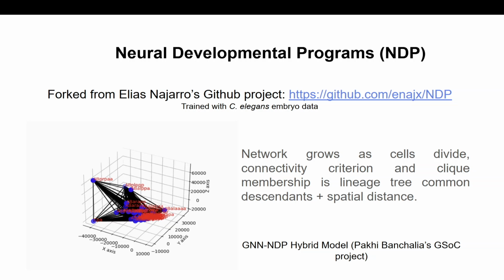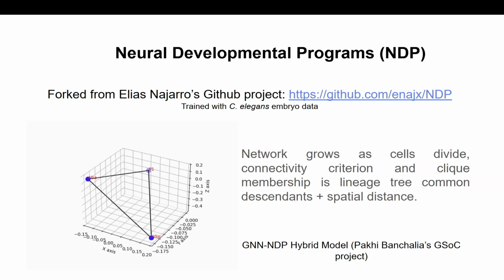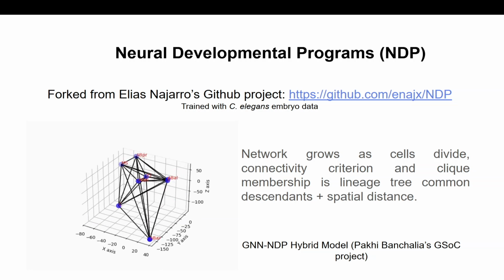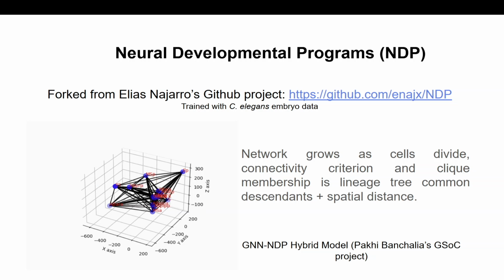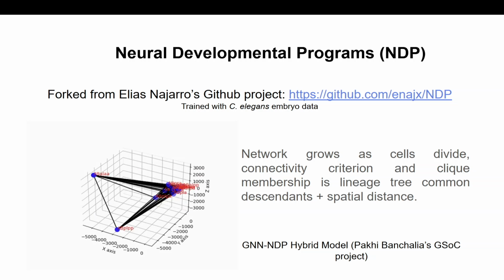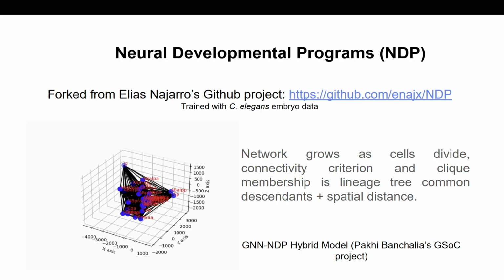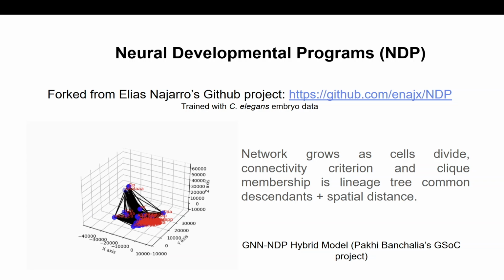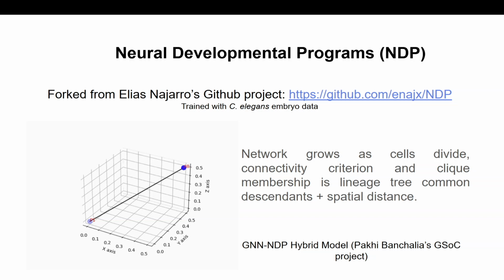So clique membership is where you have a bunch of nodes that are tightly connected together, fully connected. And usually those match up to the lineage tree. So this means that these cells have a common set of descendants and have a common part of the embryo. So there's some spatial distance between them, but they're sort of clustered in the same part of the embryo. And so Pocky's project was this graph neural network, neural developmental program hybrid model.